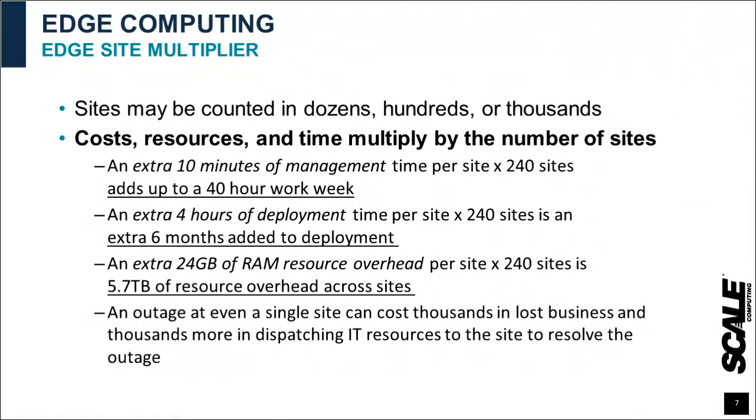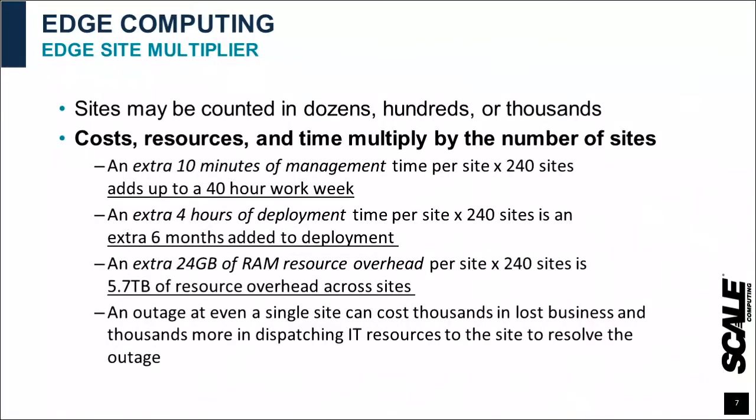Now let's talk about thousands of sites. Think about how many additional months it's going to take to deploy those, and how quickly technology changes. That comes 6 months down the road, are we going to need to add new technology when we're already behind the competition? And then an extra 24 gigs of RAM of resources, the overhead that platform is consuming, times those 240 sites, that's about 5.7 terabytes of resource overhead across those sites. So even a small amount of resources across all of these sites adds up to a large cost that's added to the bottom line.